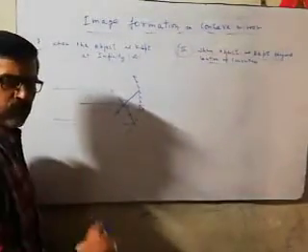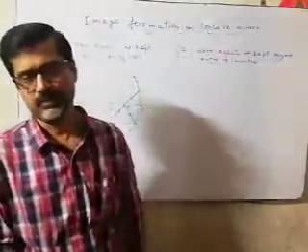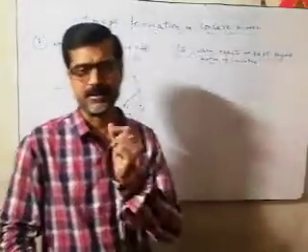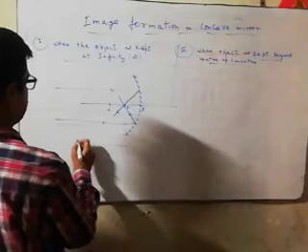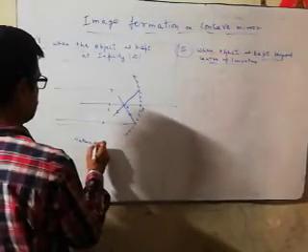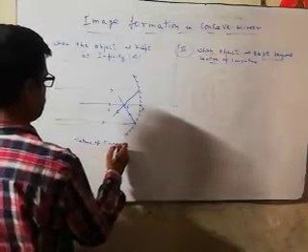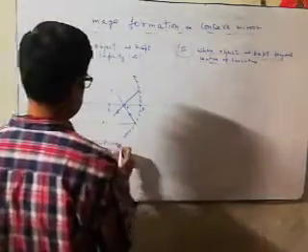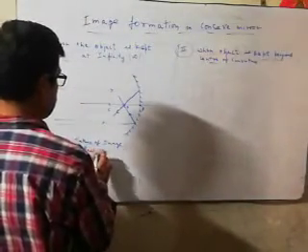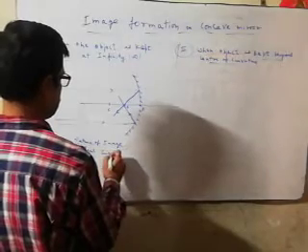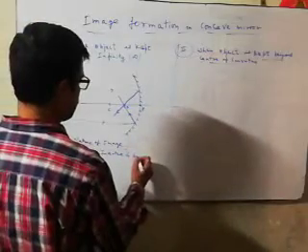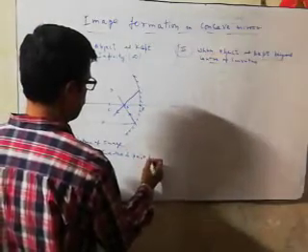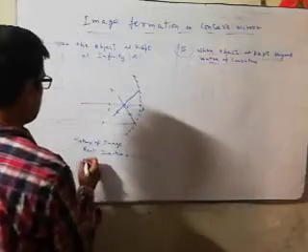This is very small, we can say point size. But it is real, inverted and point size. So that is the nature of image. Real, inverted and point size, at focus point.